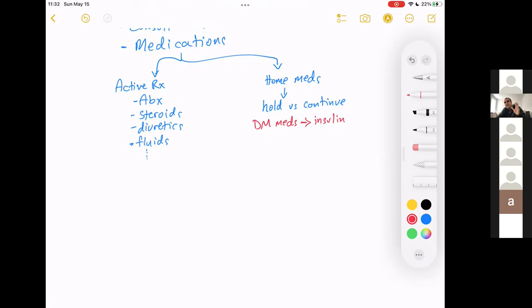You know, at the end of the day, there's no right or wrong. But this is the accepted practice, usually you stop it. You just put them on an insulin sliding scale or others, we'll talk about it, okay?